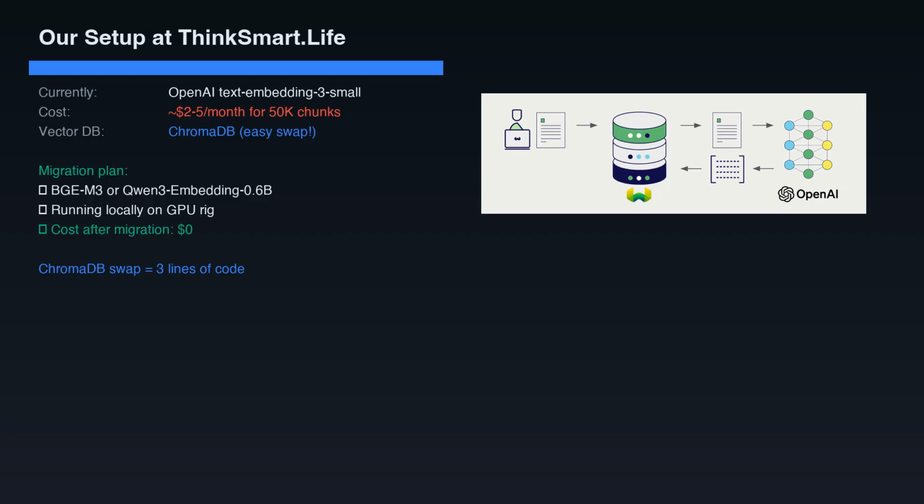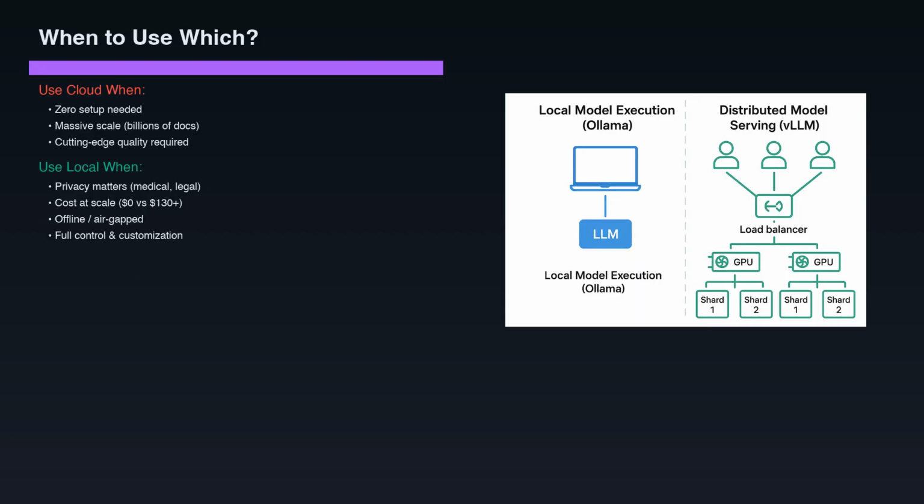At ThinkSmart, we currently use OpenAI text-embedding-3-small. Our plan: switch to BGE-M3 or Qwen 3 Embedding once our GPU rig is ready. ChromaDB makes swapping embedding functions a 3-line code change.